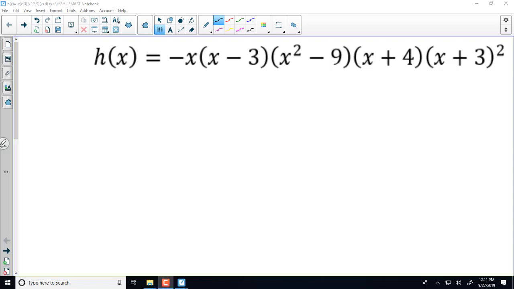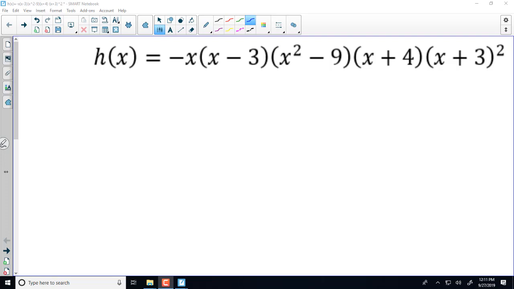Hello everyone, Stephen here. We're going to graph another polynomial together. This polynomial h of x is a little bit upsetting because it's really not ready to be graphed yet, and I'll tell you why. When we look at a polynomial, we want it to be completely factored before we try to sketch a graph.